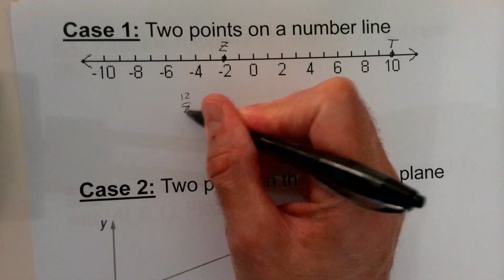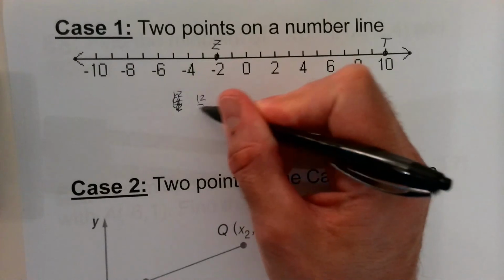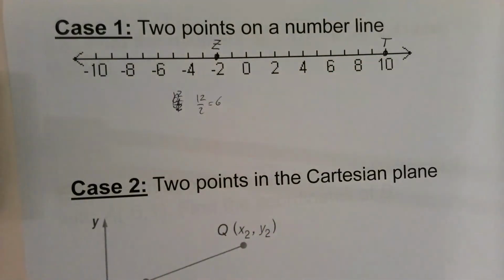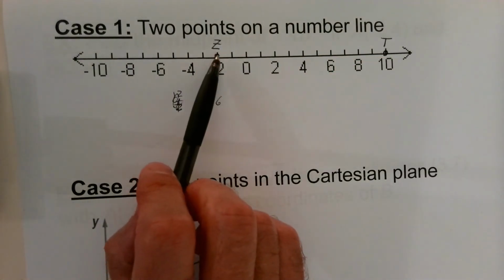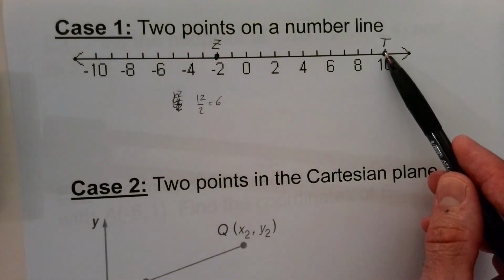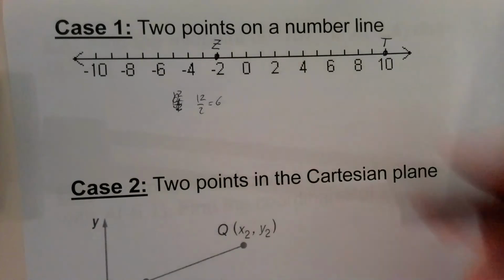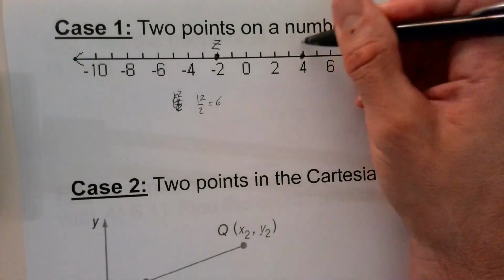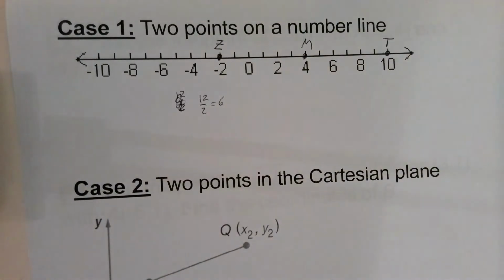Whoops, 12 over 2, getting ahead of myself. Now what that means is I could travel from z towards t 6 units, or I could travel from t towards c 6 units. Either way, we'll call this m for the midpoint. And that works, it's just that's going to take a little bit of time.